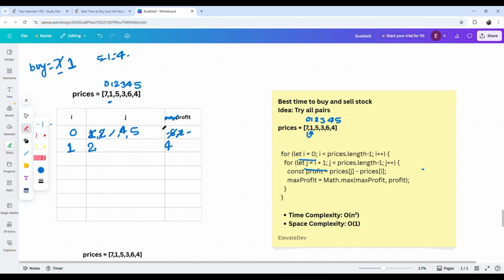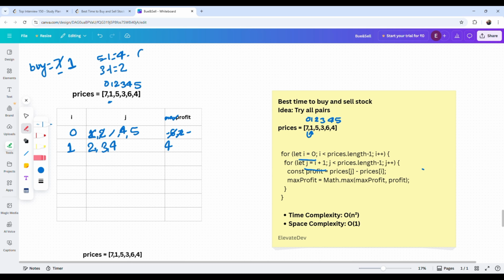Now let's move and see whether we can achieve some greater value or not, since we are trying all the pairs. Now move j towards the third position. At the third position we have 3. So 3 minus 1 is equal to 2. But you see, 2 is not greater than 4, so the max profit is not going to get updated here. 2 is lesser than 4, so nothing is going to happen in this case. Now my j is going to move forward, and we have 6 at the fourth position.